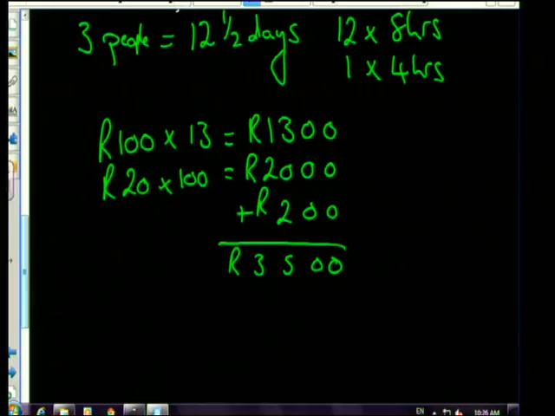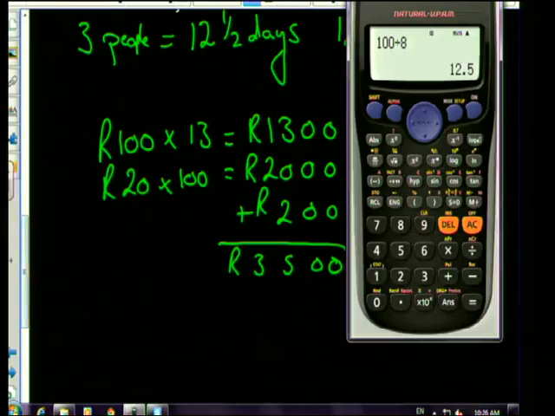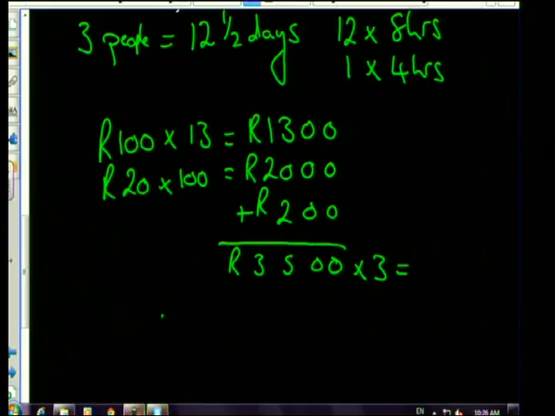But that's for one person. How many people are we employing here? In this case, we're employing 3 people. So I'm going to multiply that by 3. So I've now got a total of 3,500 multiplied by 3. And there's our answer, 10,500 Rand. So 10,500 Rand is what I'm paying my guys to help me paint if I only employ 3.